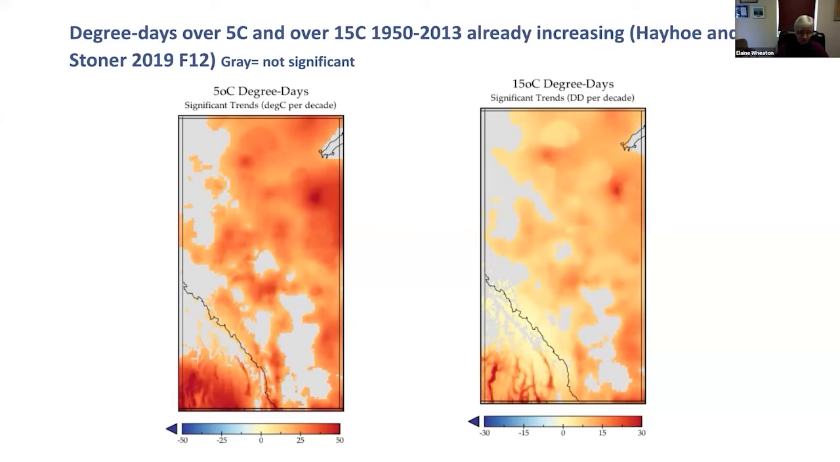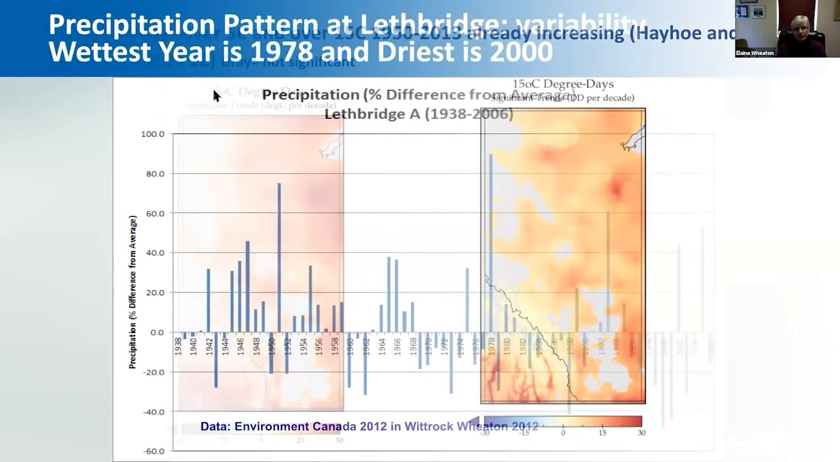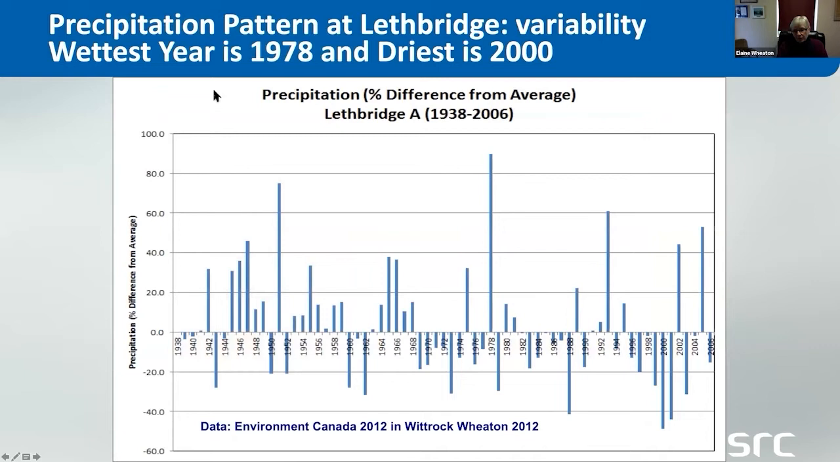So we expect not only a pattern through time changing and accelerating, but also a pattern through space as well, through areas. So let's turn to precipitation patterns through time and space, a geographical look. And now I have an example from Lethbridge from 1938 to 2006 in terms of the precipitation difference from average. So here's the average line, which is 0. These are the differences from average in percentage.